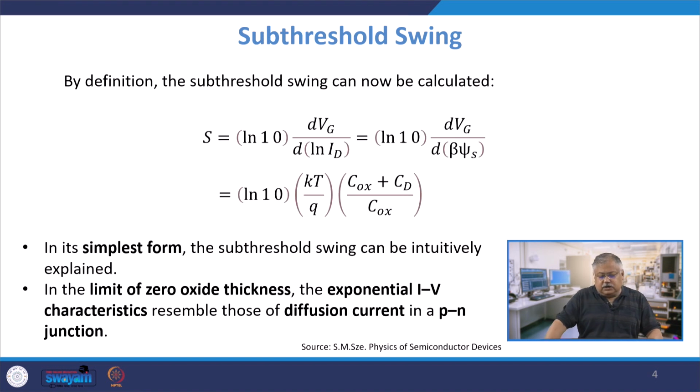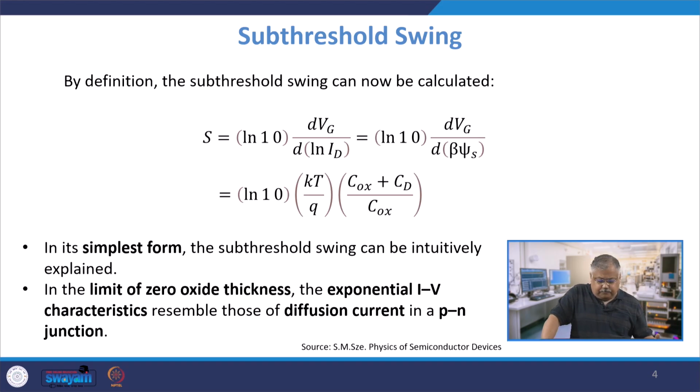So, by definition, the swing can now be calculated as ln 10 times dVg by d of ln of id. Why? Because id is generally in log scale, and we use ln 10 because we require an order change in the current. From there I get the final expression as ln of 10 kT by q times (Cox plus Cd) by Cox, and that comes out to be 1 plus Cd by Cox.